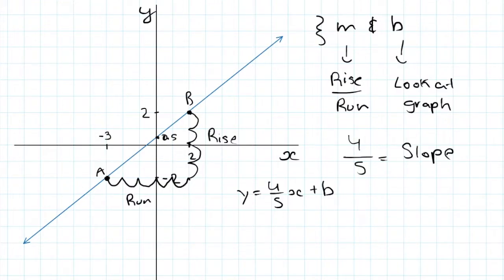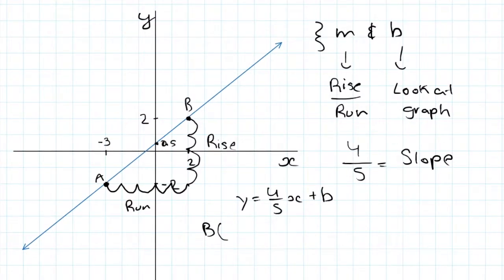Now, instead of inferring on the graph itself and saying that b is probably 0.5, we can actually sub in either point A or point B, both the coordinates for x and y. It doesn't really matter which point, but after we sub it in, we can solve for b to find the exact value for b. So let's go ahead and sub in point B. The coordinates for point B are 2 and 2, meaning we have to sub x in for 2, and we also have to sub y in for 2.